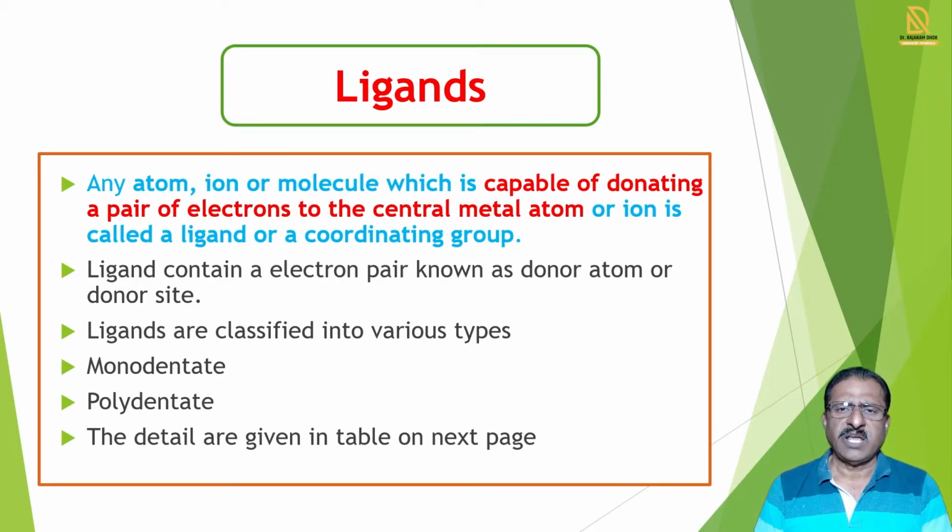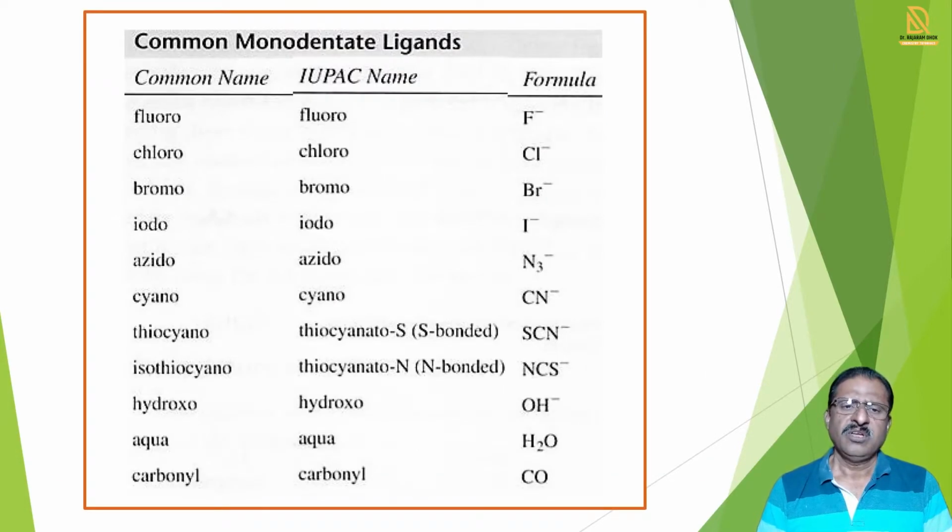There are various types of ligands, classified into monodentate ligand and polydentate ligand. In polydentate ligands, depending upon how many donor atoms are present, they are classified into bidentate, tridentate, tetradentate, pentadentate, and hexadentate ligands. We see details about monodentate and polydentate ligands. Firstly, we learn about the monodentate ligand.